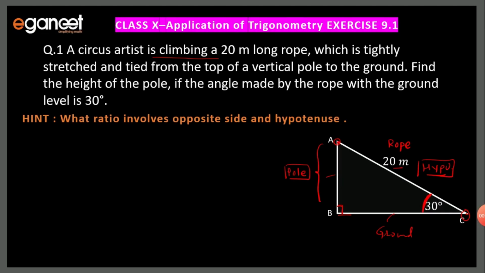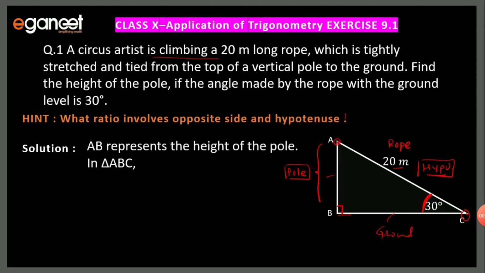What ratio involves the opposite side and hypotenuse? Well, if you can answer this hint, then you can easily find the answer to this question. So let us solve this now. The first thing is, AB represents the height of the pole. So in triangle ABC, if you apply sine 30, it will be opposite upon hypotenuse, that is AB upon AC, right? So let's substitute the values.